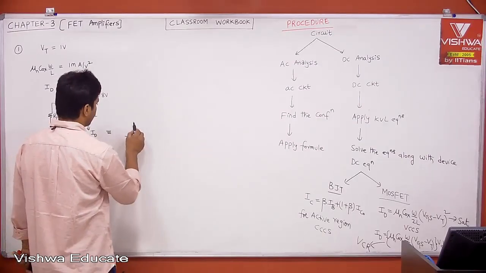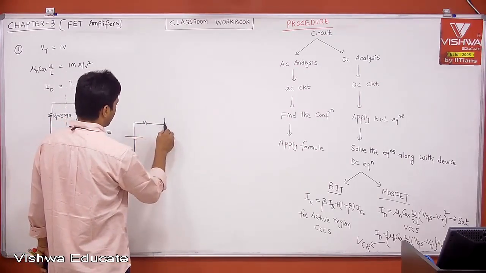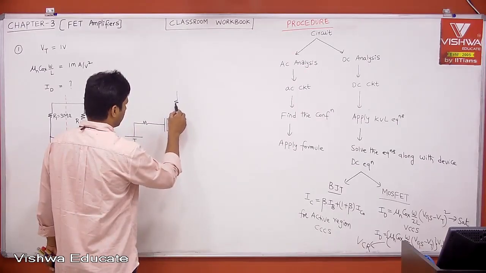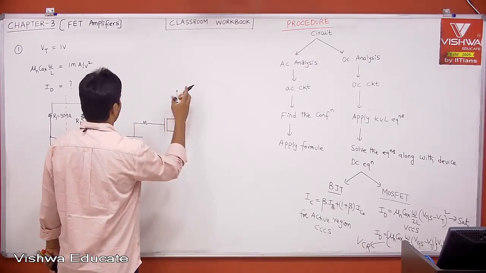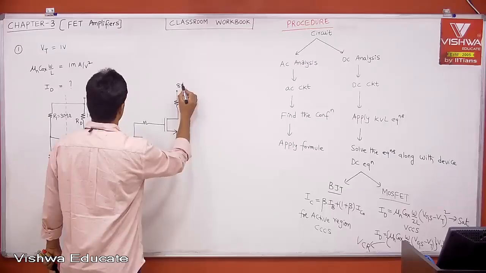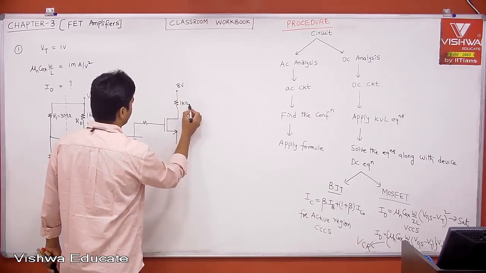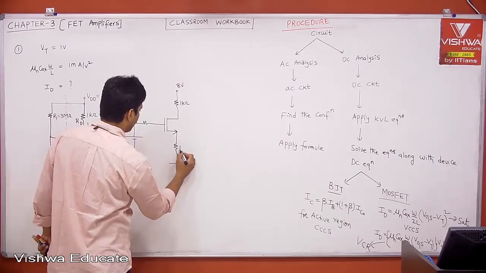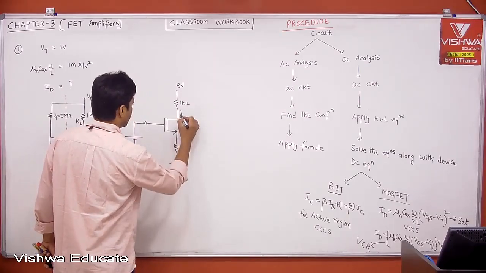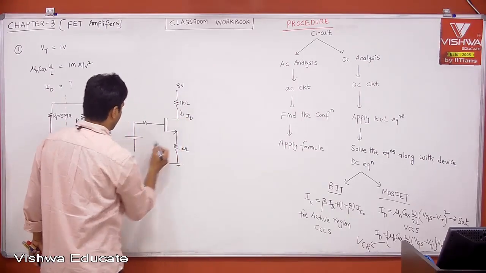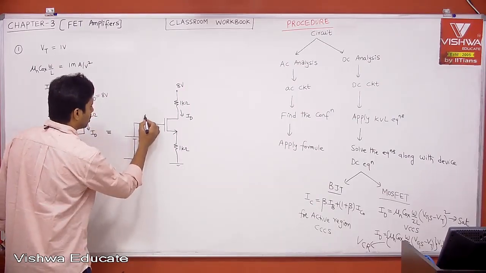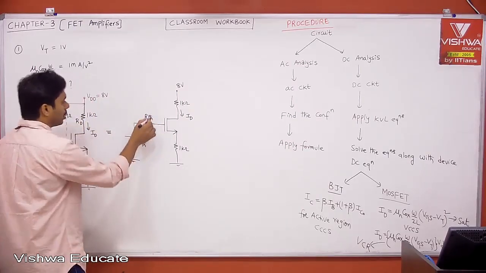Then the circuit becomes V Thevenin, R Thevenin. This is VDD 8 volt, and this is 1 kilo ohm, and this is 1 kilo ohm. Now this is ID and this is V Thevenin. This is R Thevenin. No need to calculate that.